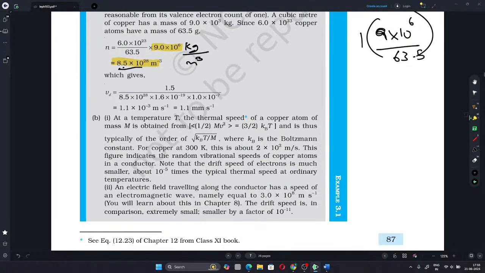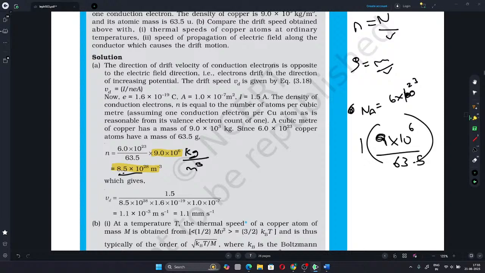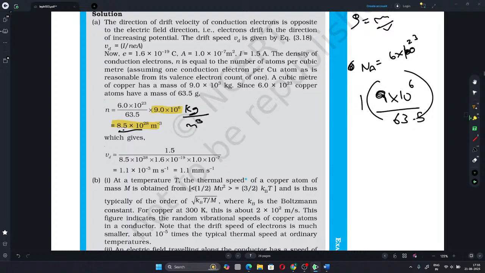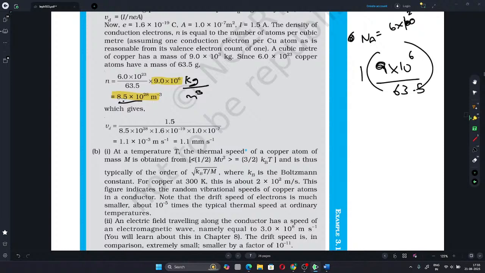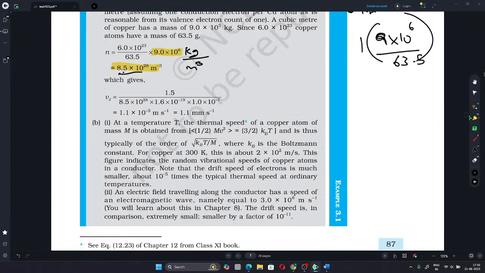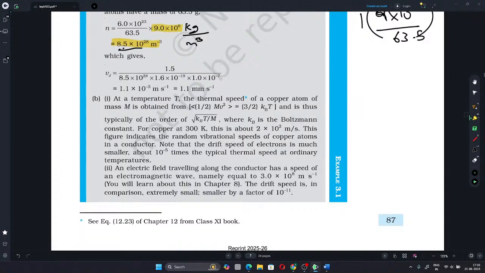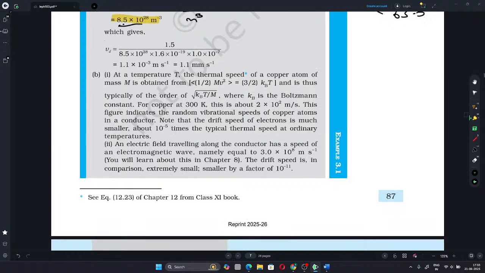Drift velocity equals, we got this value, so substitute this in the above equation. Where Vd equals I by nEA, Vd equals 1.5 by 8.5 times, whatever. Vd equals 1.1 times 10 power minus 3 meter per second, or 0.11 times 10 power minus 4 meter per second.